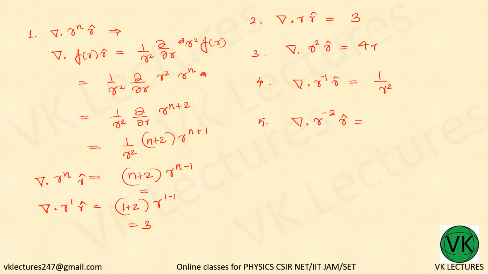This is equal to 4 pi into delta cube of r, which means this function del dot r to the power n r cap, n plus 2 into r to the power n minus 1, is valid only when n is not equal to minus 2. When n equal to minus 2, this is the formula. Okay, this is the Dirac function.